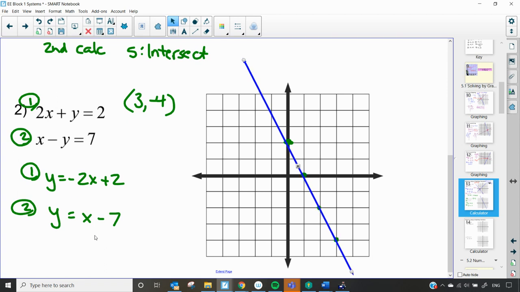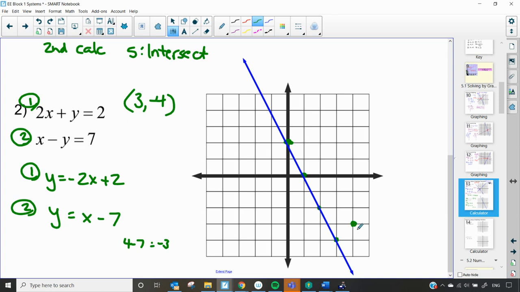And then the other one is negative 7 with a slope of 1. So negative 7 is off the chart. So again, you might want to use a table of values here. Let's say, for example, I want to use x equals 4. Well, 4 minus 7 is negative 3. So 1, 2, 3, 4, 1, 2, 3 would be an answer.